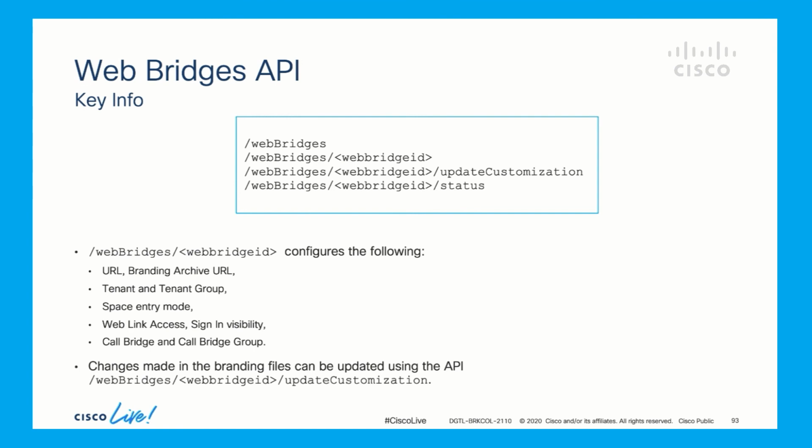These APIs configure the web bridge module on CMS. Few important points here are the space entry mode, web link access, and the sign-in visibility. Space entry mode and the web link access mean whether the user can join the space using a web link or via call ID or both. WebBridge can also be configured to not show the sign-in option on the home page. This would restrict the web app participants to only guests. This is not a recommendation, but just a capability if needed. This is where I can tie the web bridge to one call bridge or a call bridge group.